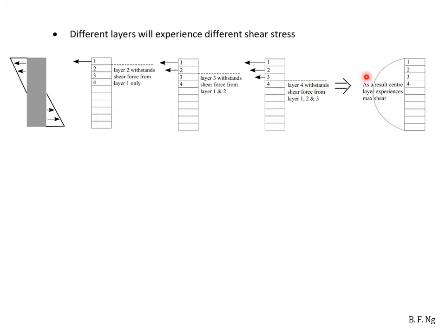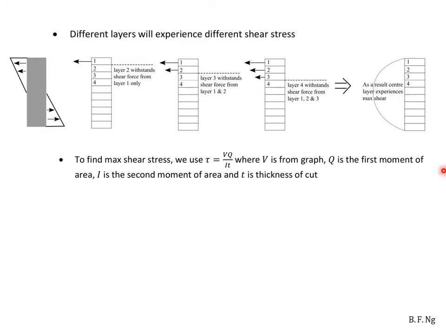If we were to draw the shear stress across the different layers, it will look like this, where the shear stress is smallest towards the ends and largest towards the center. For beams in bending, the maximum shear stress is thus at the center. And we can use tau equals VQ/IT to solve. V is from the graph, Q is the first moment of area, I is the second moment of area, and T is the thickness of the cut.